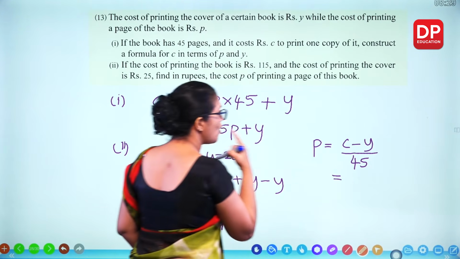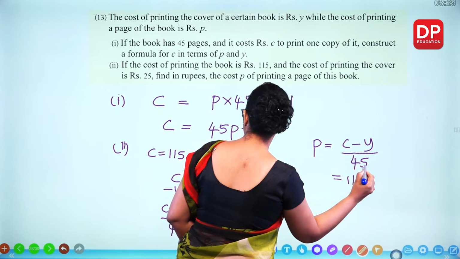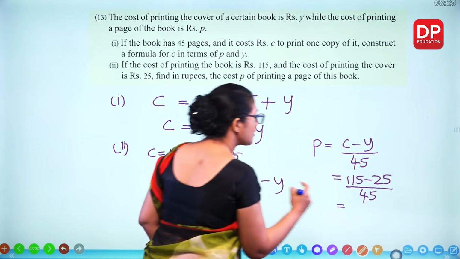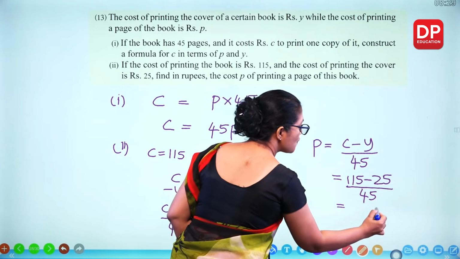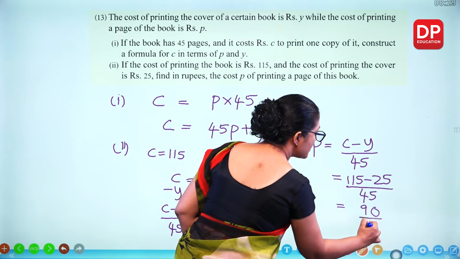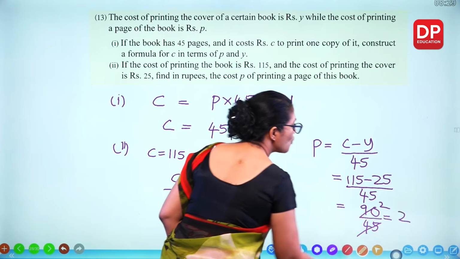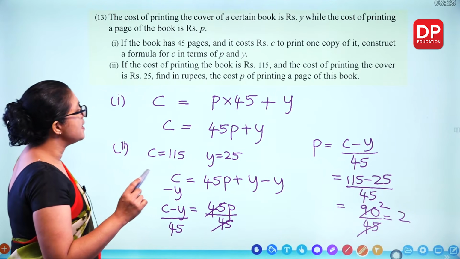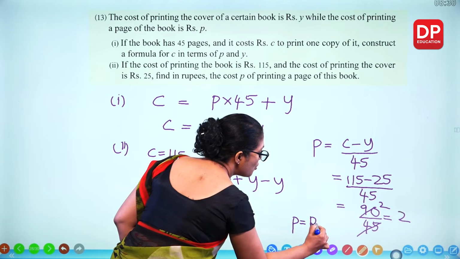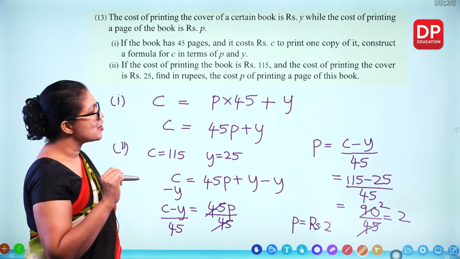So we'll now substitute. C equals 115, Y is 25, and here 45. Now subtract. 5 minus 5, 0. 11 minus 2, 9. 90 divided by 45, we know that's 2. So P equals 2. So that means the printing cost is equal to 2 rupees. That's the printing cost for a page.